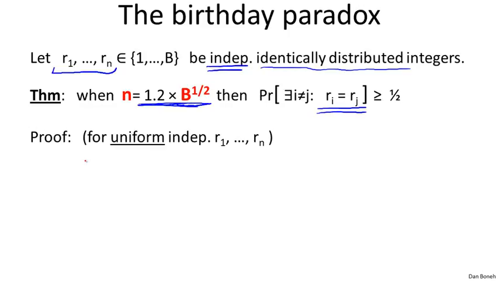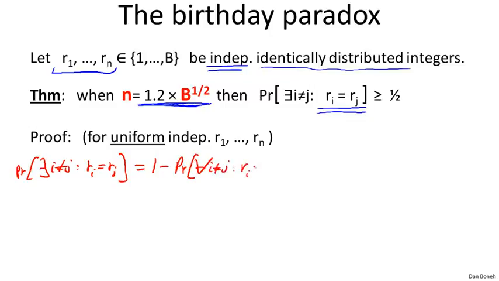Okay, so let's do the proof. It's actually not difficult at all. So we're asking, what is the probability that there exists an i not equal to j such that ri is equal to rj? Well, let's negate that. So that's basically 1 minus the probability that for all i not equal to j, we have that ri is not equal to rj. This basically means that no collision occurred among the n samples that we chose.